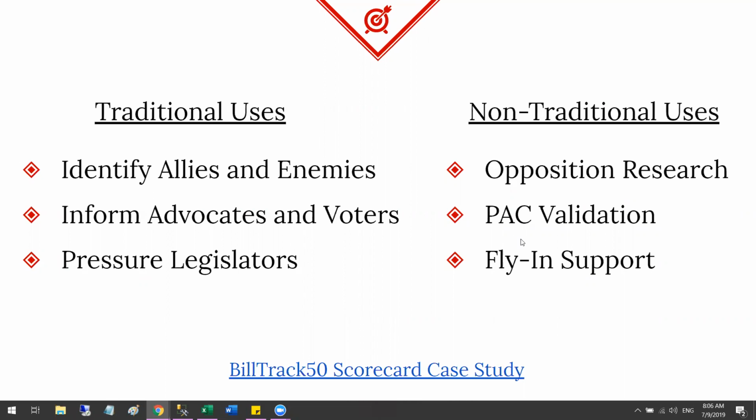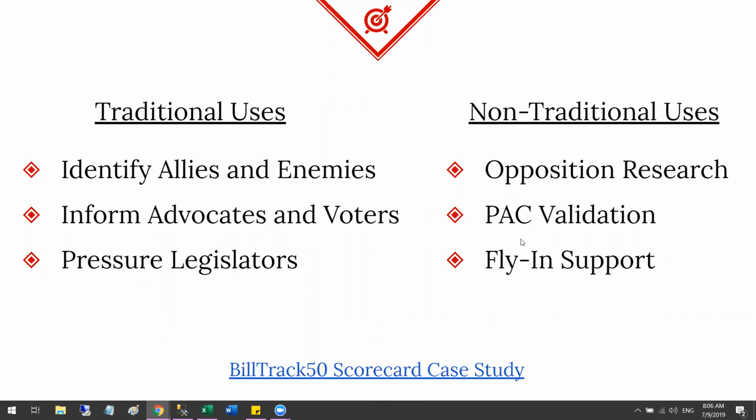Also, to inform advocates, so people who believe in your same mission, it's helpful for them to know how their people voted on bills come election time. They can decide if they would like to vote for their legislator to stay in office or not. So that can be a super useful thing.